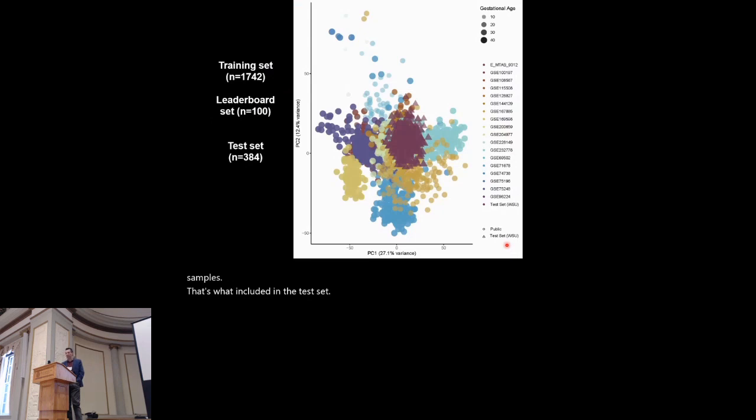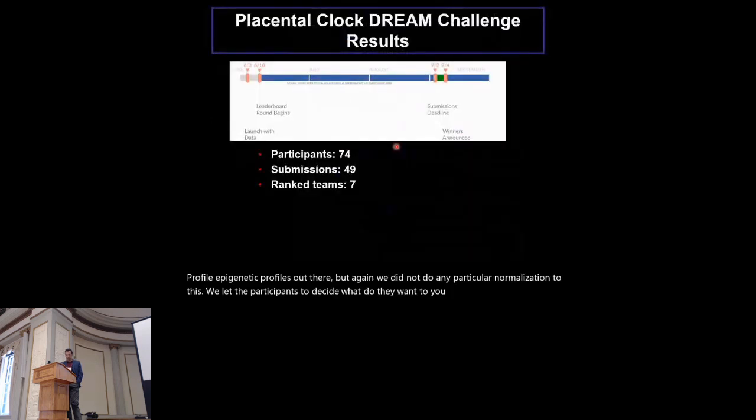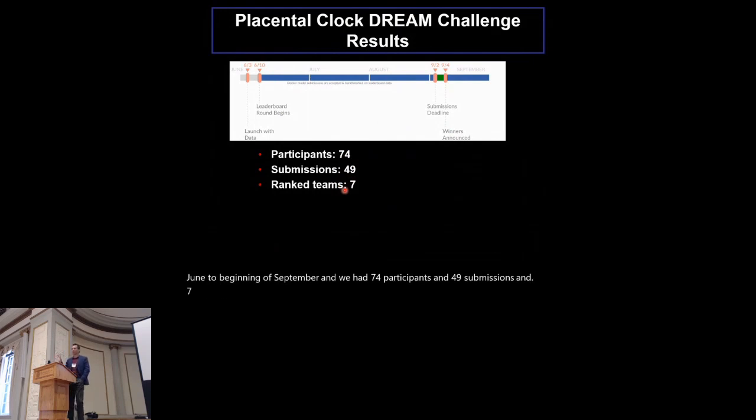This is a principal component plot just to show that the test data, which is here in the middle, falls somewhere in between all possible epigenetic profiles out there. But again, we did not do any particular normalization to this. We let participants decide what they want to use. The challenge ran from June to beginning of September, and we had 74 participants and 49 submissions, and 7 separate teams were able to make a successful submission that we were able to score.